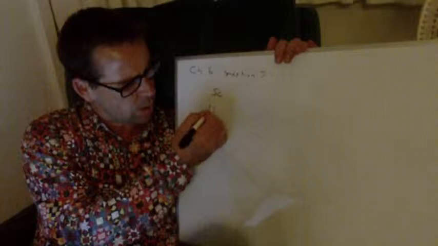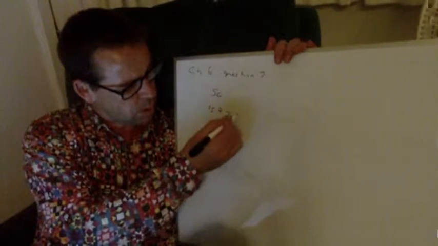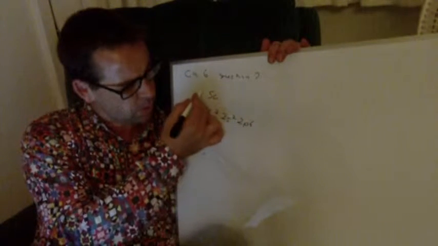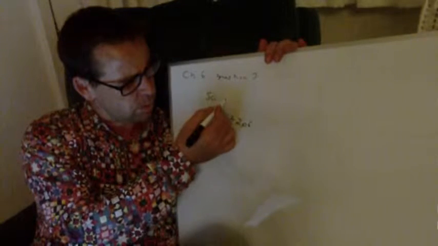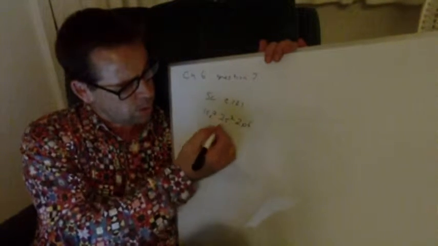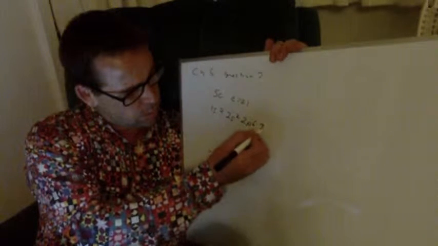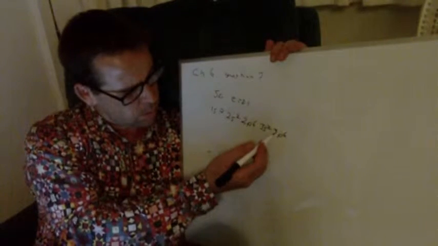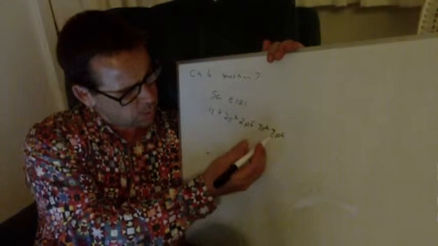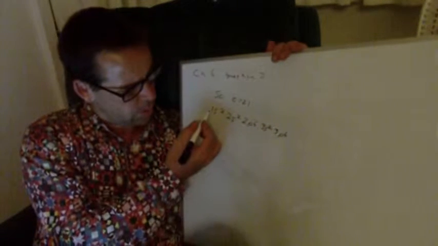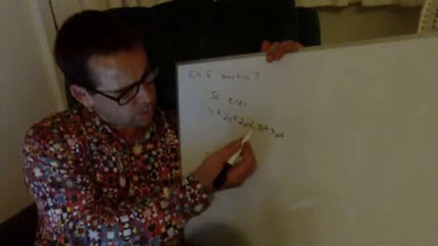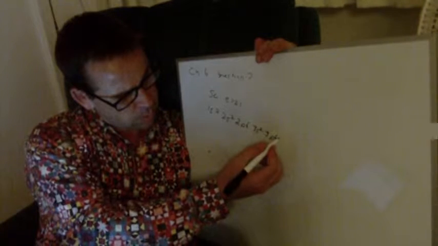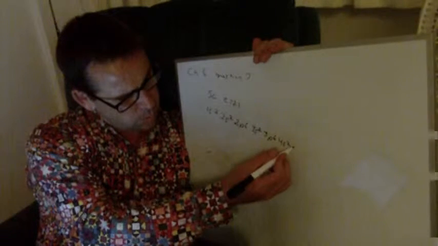It looks like this: 1s2, 2s2, 2p6. There's 10 electrons there. We have to get up to 21 electrons. Then 3s2, 3p6. So we have 18, and we need 3 more electrons: 4s2, 3d1.